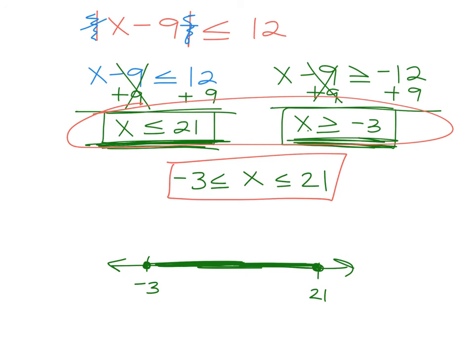So with absolute value inequalities, flip the symbol, change the sign to a negative, and those will be your two inequalities that you'll write, okay?